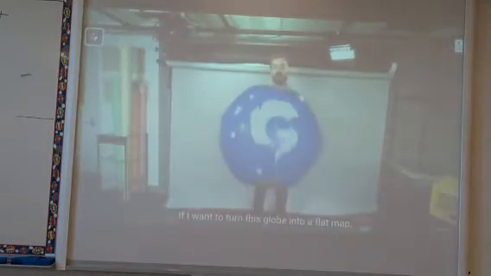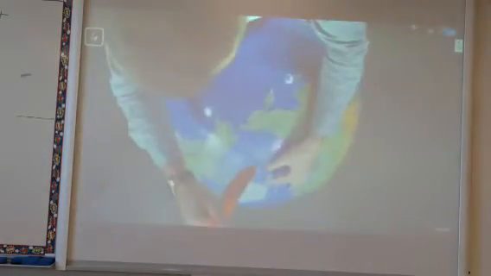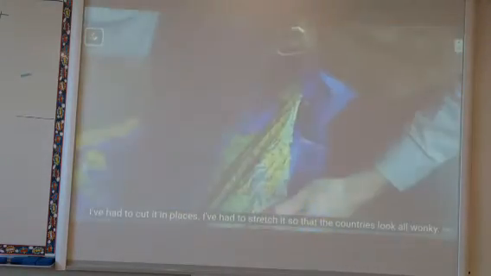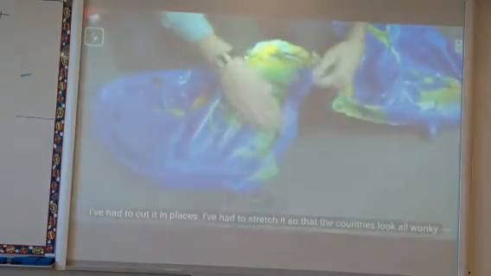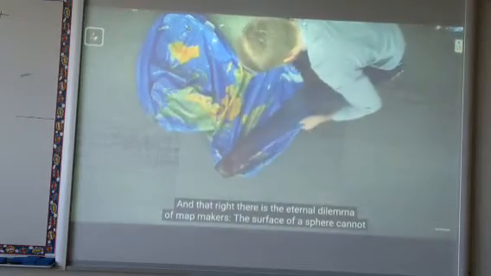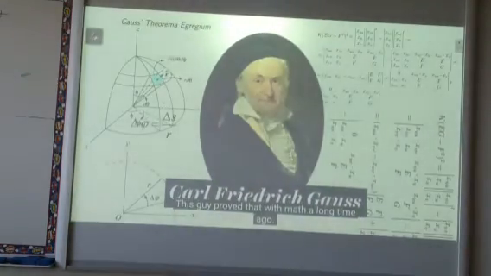If I want to turn this globe into a flat map, I'm going to have to cut it open. In order to get this globe to look anything close to a rectangle lying flat, I've had to cut it in several places. I've had to stretch it so that the countries are starting to look all wonky. And even still, it's almost impossible to get it to lay flat. And that right there is the eternal dilemma of map makers. The surface of a sphere cannot be represented as a plane without some form of distortion. That was mathematically proved by this guy a long time ago.